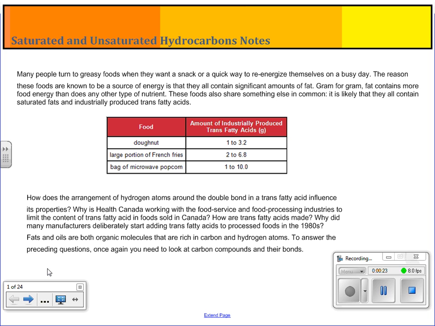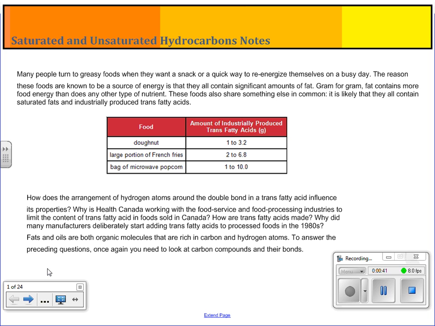These foods also share something else in common. It is likely that they all contain saturated fats and industrially produced trans fatty acids. So there are a few foods there, and it talks about the amount of industrially produced trans fatty acids.